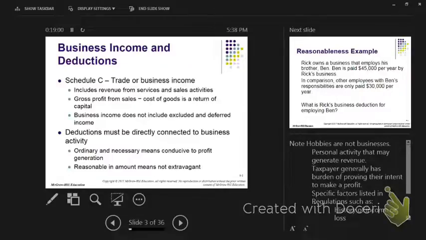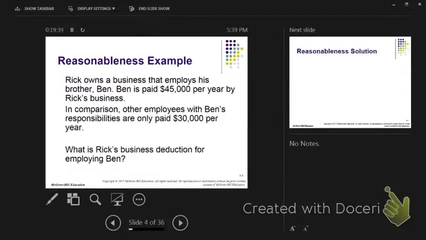And the key here under the last bullet point is that deductions have to be directly connected to the business activity. This is where some people that do their own taxes get a little confused. Business deductions have to directly connect to the business activity. Ordinary and necessary means that they are conducive to profit generation. What are you doing that's costing you money that should be helping to generate you profit? And then also, is it a reasonable amount? That's what we're going to talk about here, because that's very important.